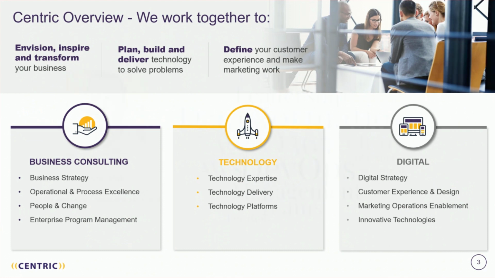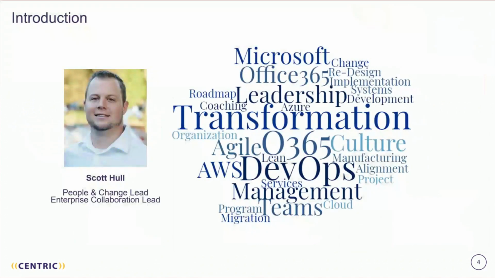Since I only have 10 minutes, dive right over. So this little word bubble is actually a collection of all the statement of works I've ever worked on. So that's what I've done. I've done transformation, agile, DevOps, Lean, Microsoft Office, leadership, coaching. So that's my background. And I'm our people and change and enterprise collaboration. Enterprise collaboration is what we call Microsoft or AWS collaboration, basically.